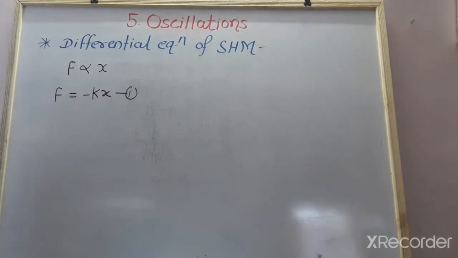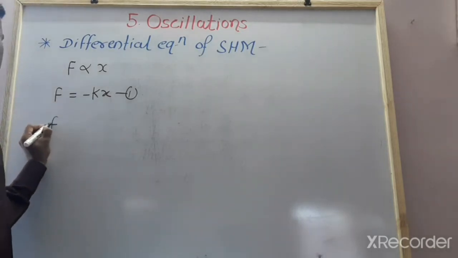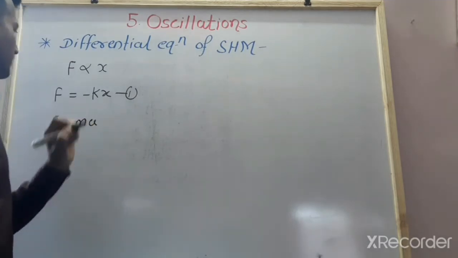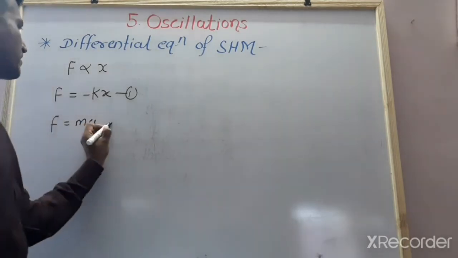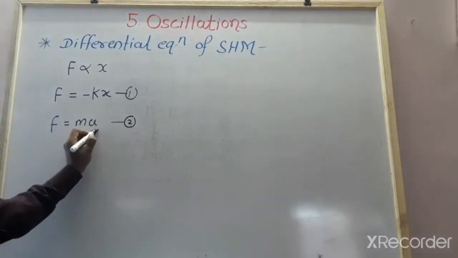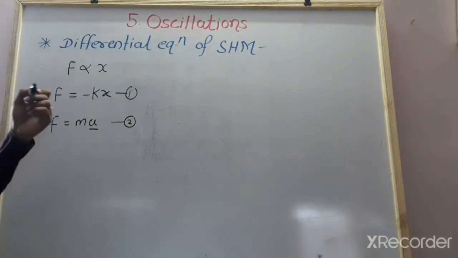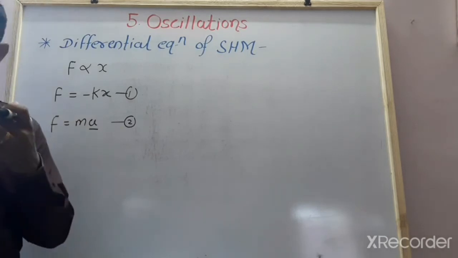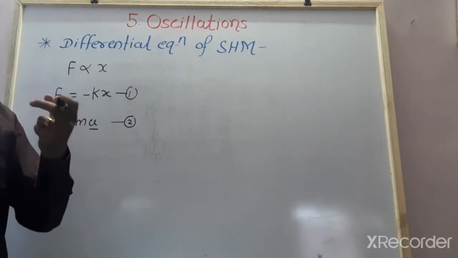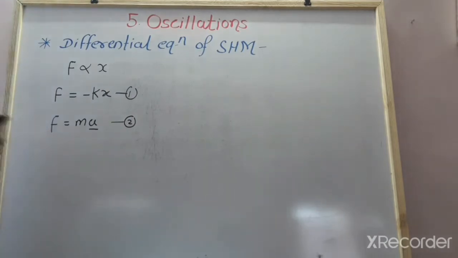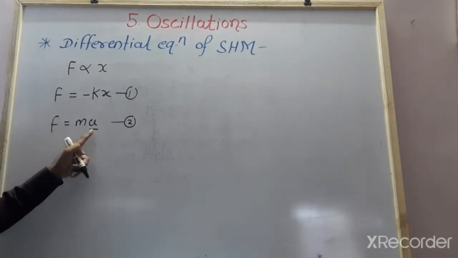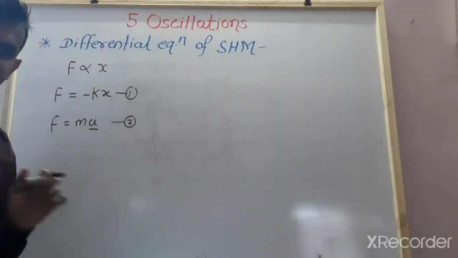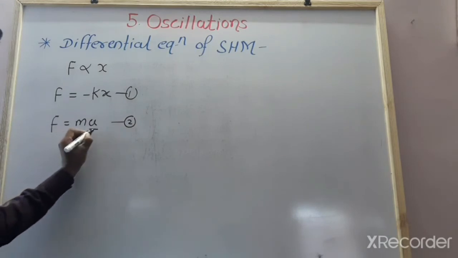Now from Newton's second law of motion, F is equal to ma. What is m? m is the mass of the block, and a is the acceleration. Call this equation number 2. When we release this block from the compressed or stretched position, the block accelerates, and its displacement goes on decreasing toward the mean position. Now let us define this acceleration.